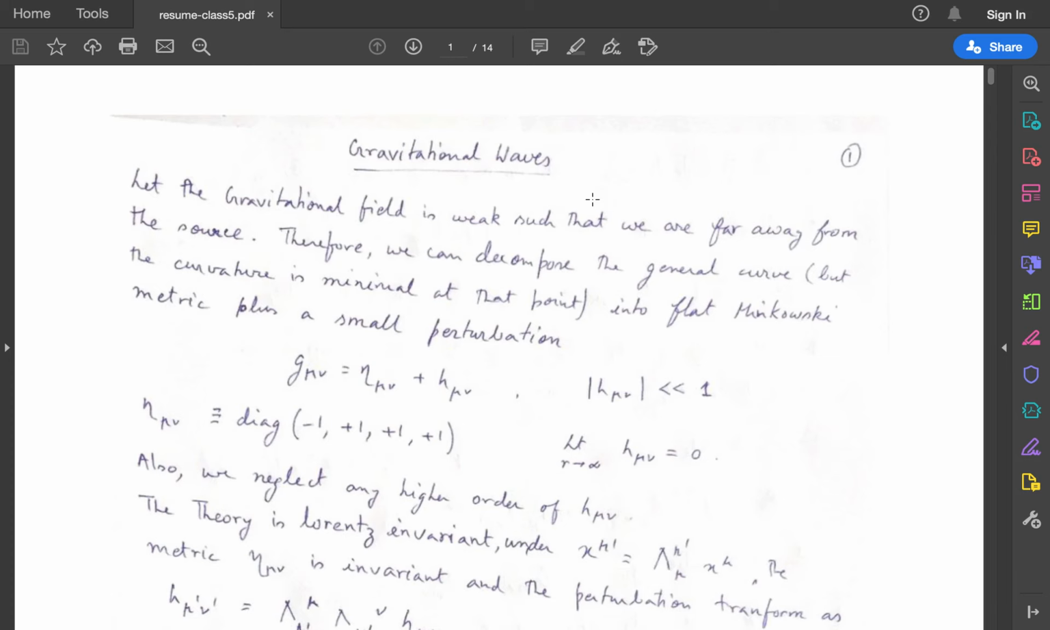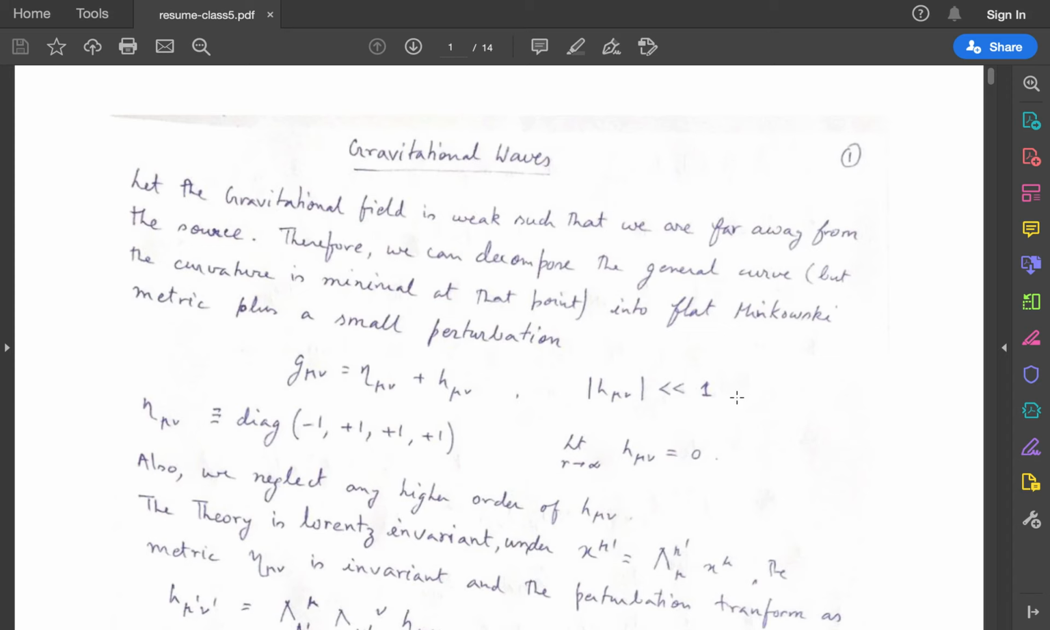With this assumption, we can decompose the general curve. That means the curvature is minimal at the point at which we are, in a flat Minkowski metric, which can be thought of as a background, and over it a small perturbation. So this is the actual gravitational wave curvature, g mu nu, which can be thought of as this background, the Minkowski metric, plus a small perturbation h mu nu, where h mu nu is very much less than 1.